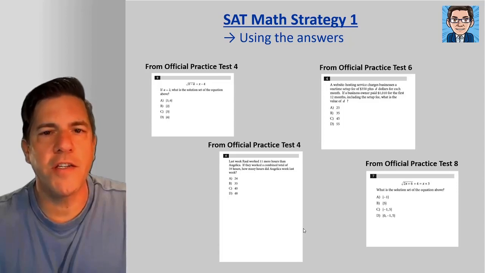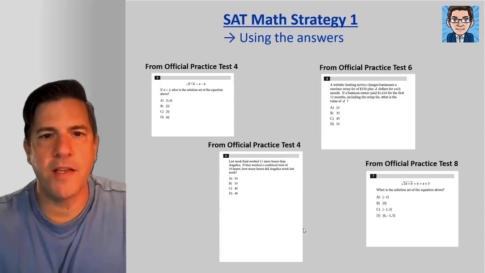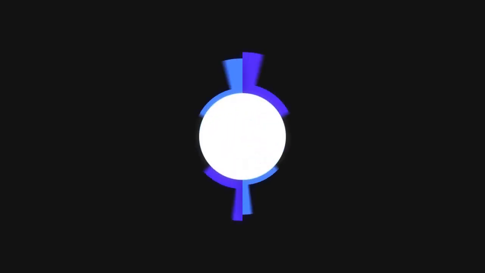Hi, there are a number of strategies that will help you increase your scores on the Math SAT. This is my strategy 1, using the answers.